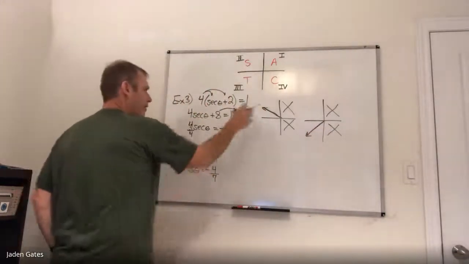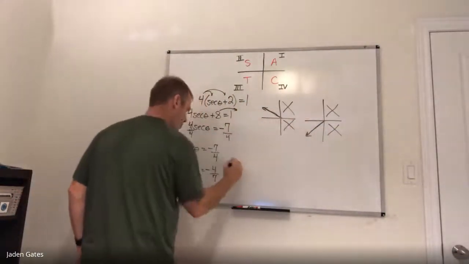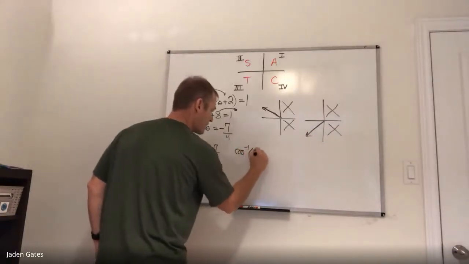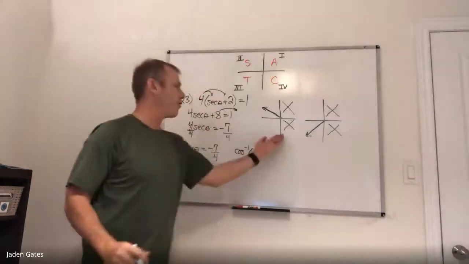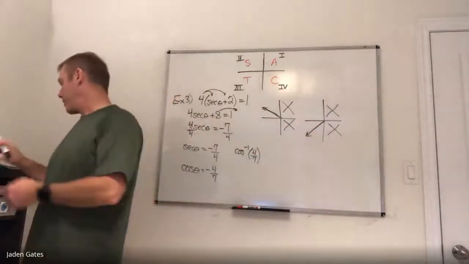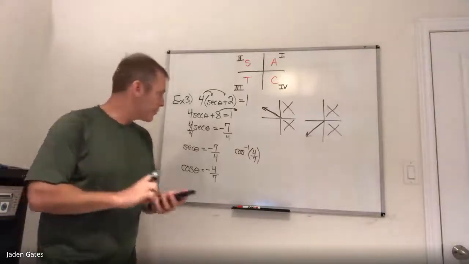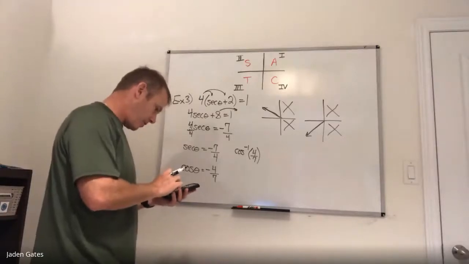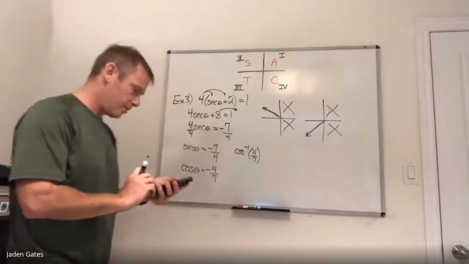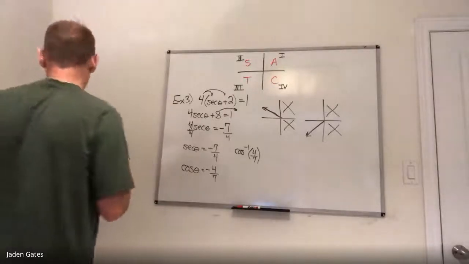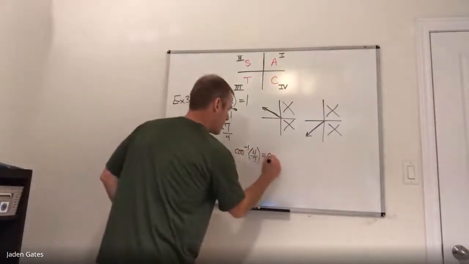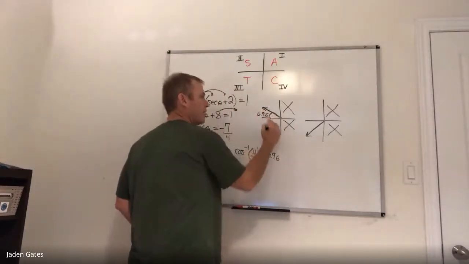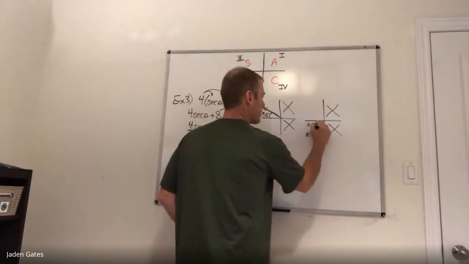But now I've got to find that acute angle. So I'm going to do the cos inverse of 4/7. Again, the sign was already taken care of because of the CAST rule. So I take cos inverse of 4 divided by 7. Again, make sure your calculator's in radians. I get 0.96. So that's telling me my acute angle is right here, 0.96, and my acute angle here is 0.96.